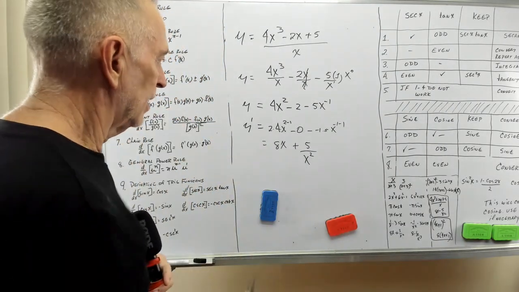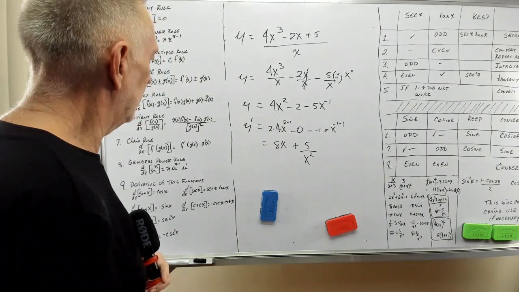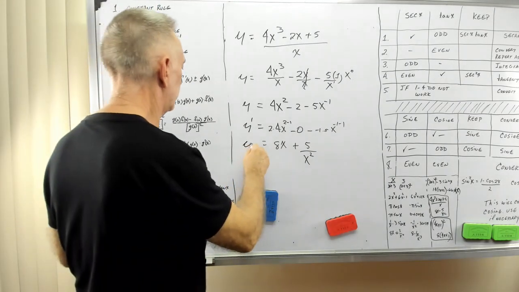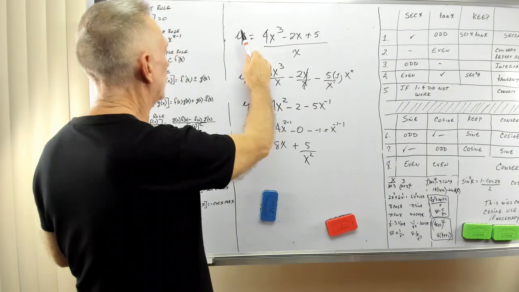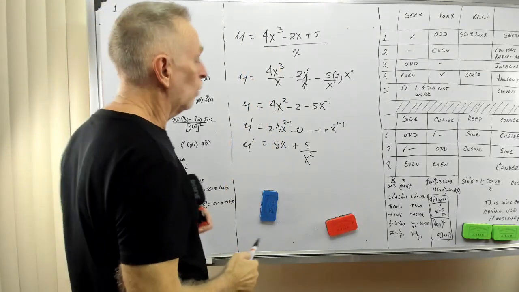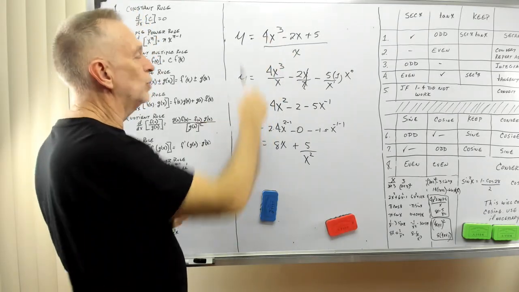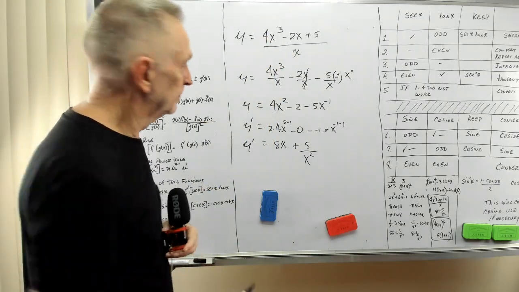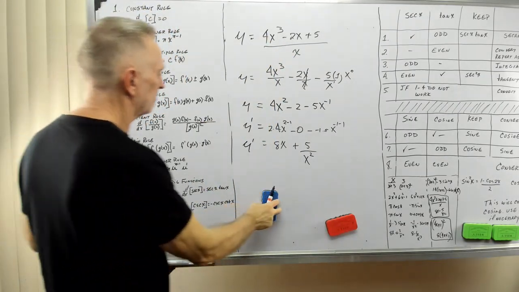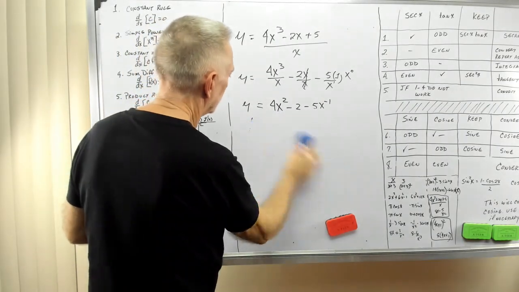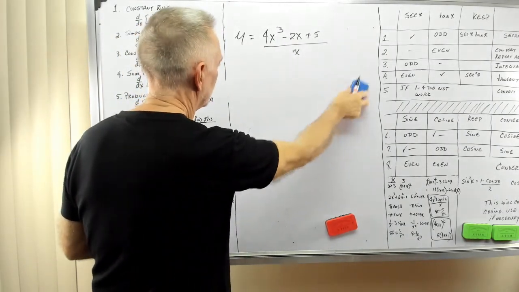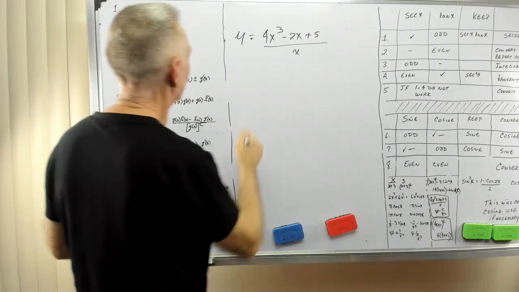Okay, 8x minus 5 over x squared would be the derivative of that equation. Now we could, I'm not going to do it, but we could just use the quotient rule. Well, why not? You want to do it? Let's do it. All right.